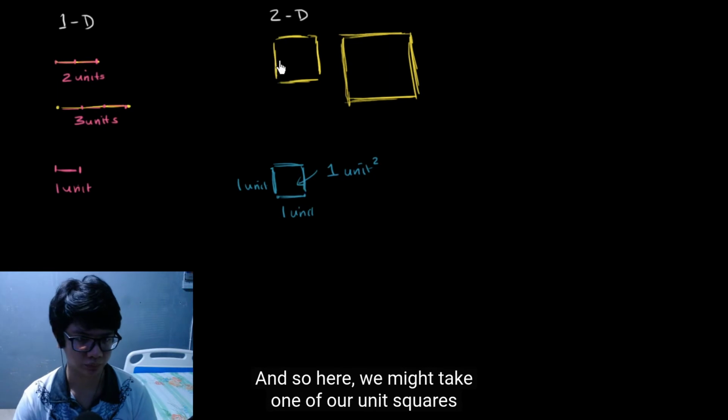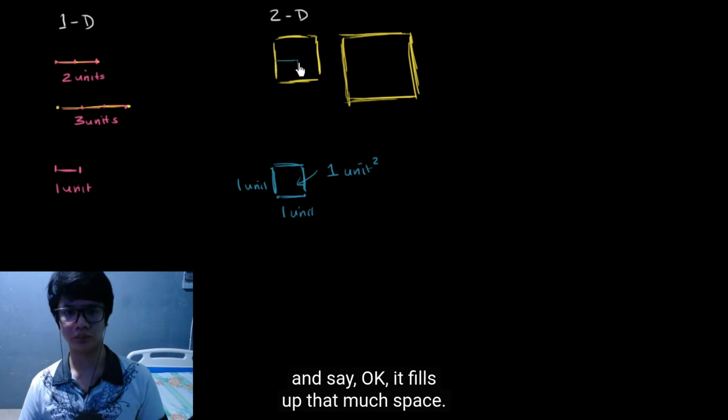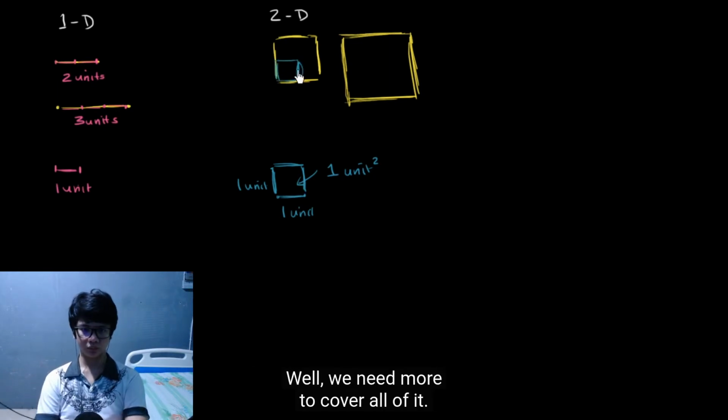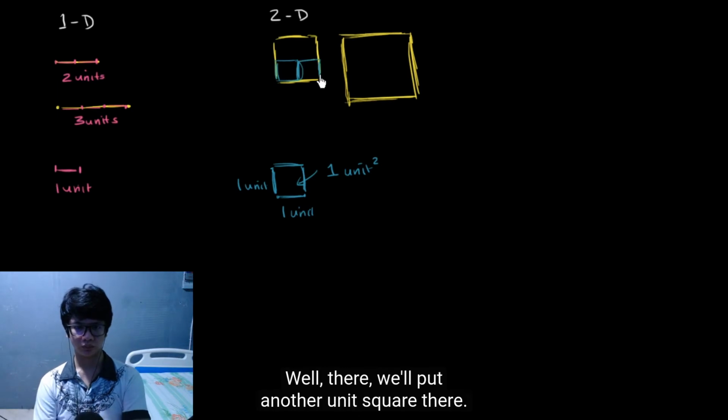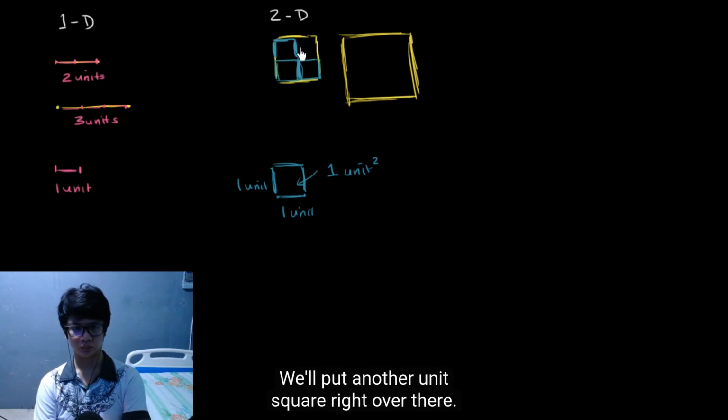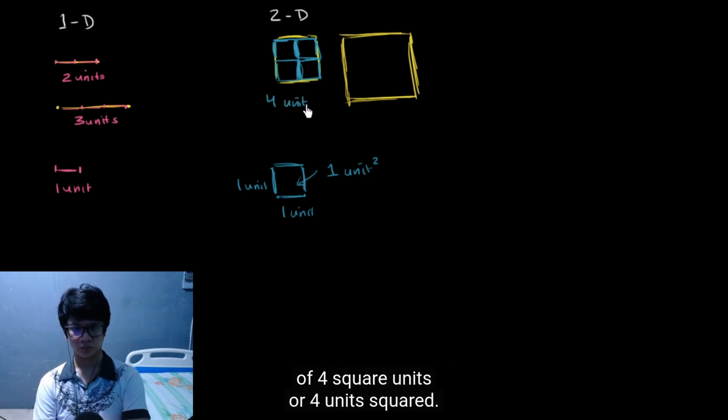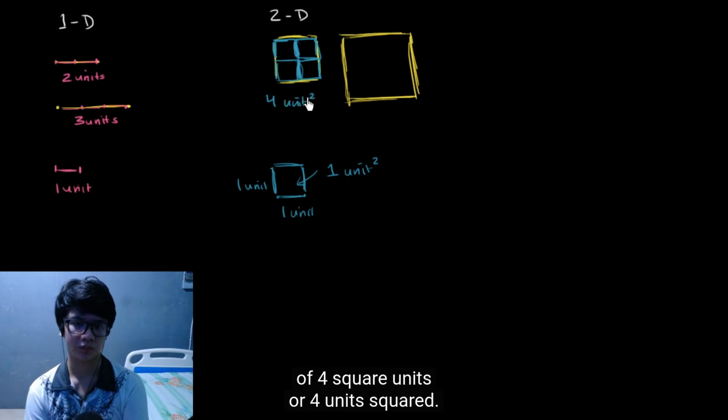And so here, we might take one of our unit squares and say, okay, it fills up that much space. Well, we need more to cover all of it. So there, we'll put another unit square. We'll put another unit square right over there. We'll put another unit square right over there. Wow, 4 unit squares exactly cover this. So we would say that this has an area of 4 square units, or 4 units squared.